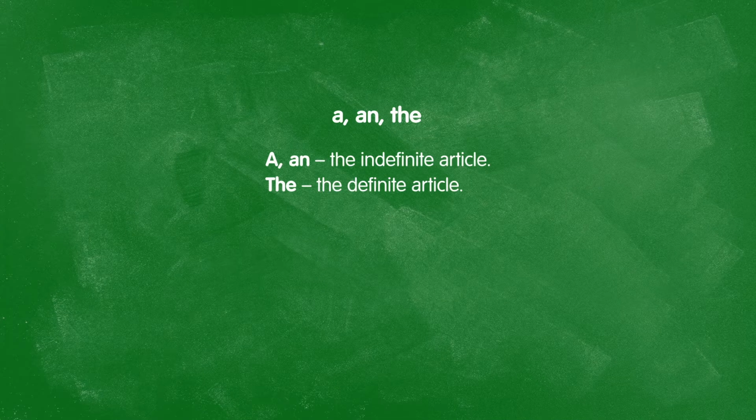So, there are three articles in the English language that we need to talk about. A and an, the indefinite articles, and the definite article. Now, you may have some questions about what is indefinite, what is definite, and what are the rules that we use when we're talking about all of these. And we'll get to that a little bit later. But first, let's take a look at our indefinite articles and explain how to use them.